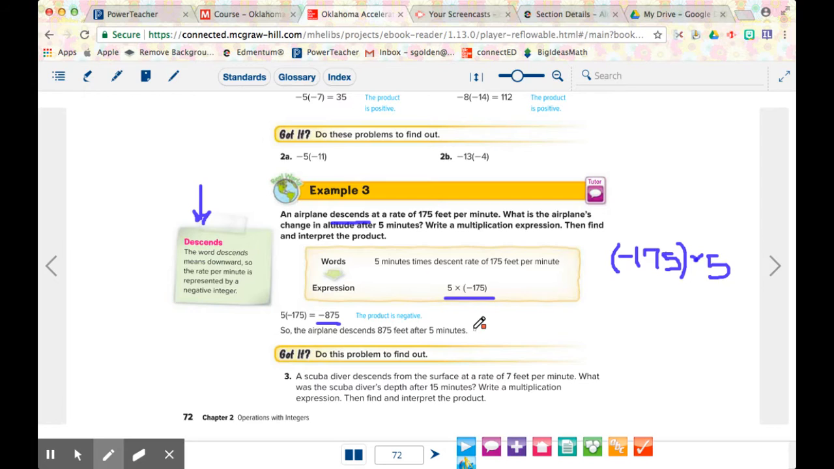So I'm going to give you just this one word problem, number 3 at the bottom. I want you to try your best to set it up first, and then you can watch me work it out. If you can't figure it out, you can go ahead and watch it, but I really want you to try it on your own first.